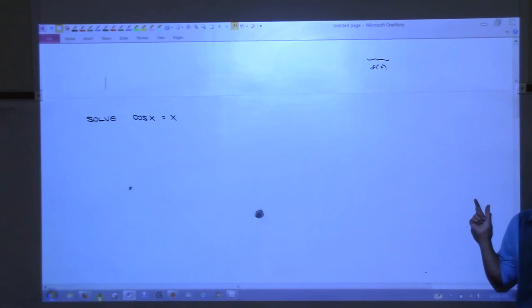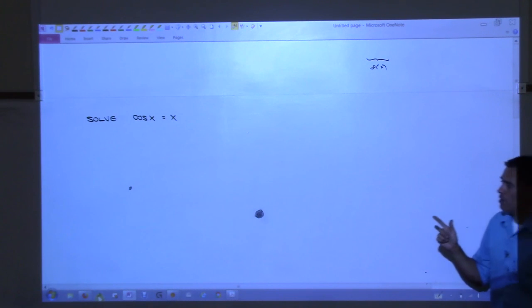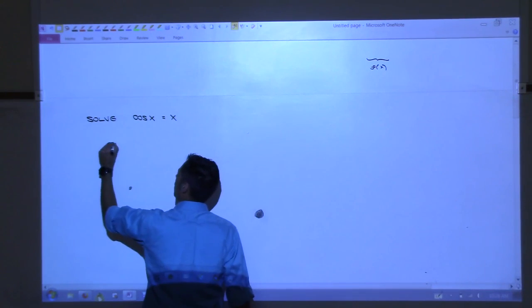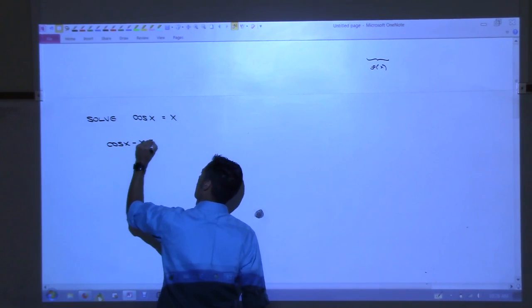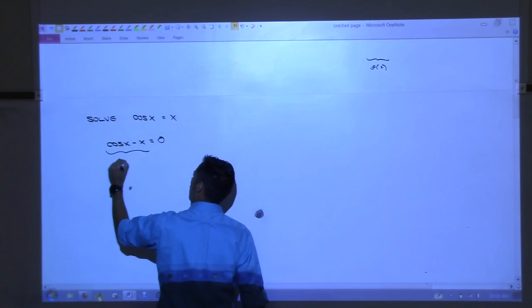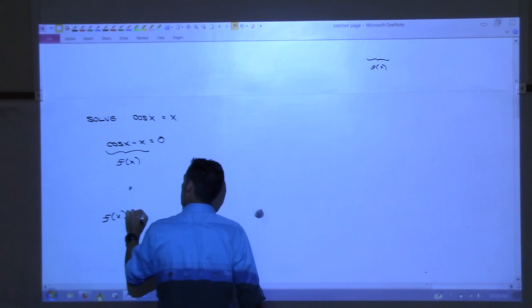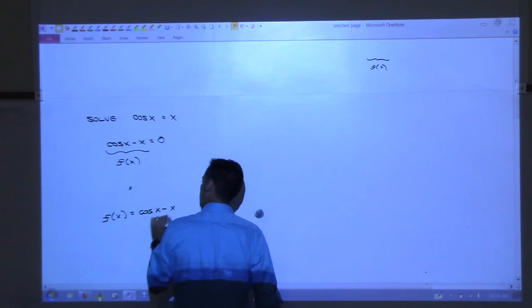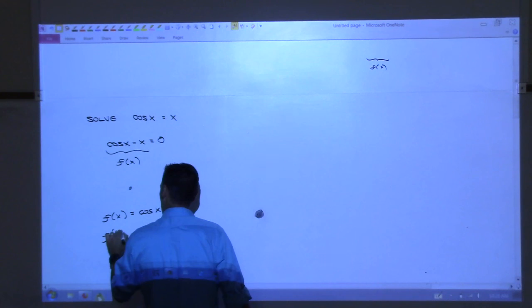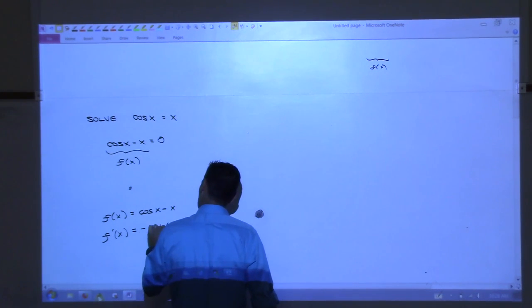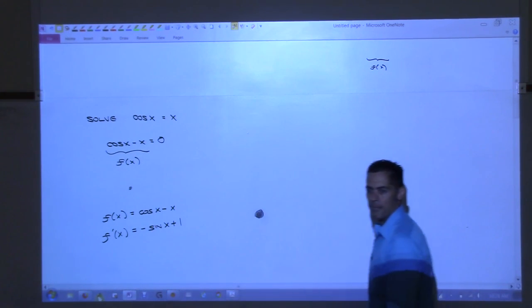But we first need to make it what? Before we can do Newton's method, we have to do what? Set it to 0. So we're going to write cosine x minus x equals 0. And the left side of this, we're going to call our f of x, right? So f of x is cosine x minus x. And the derivative of that I will need is negative sine x plus 1, right?